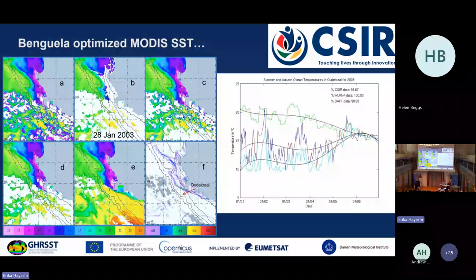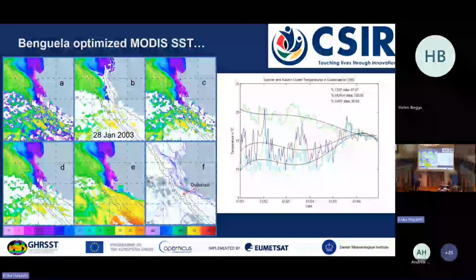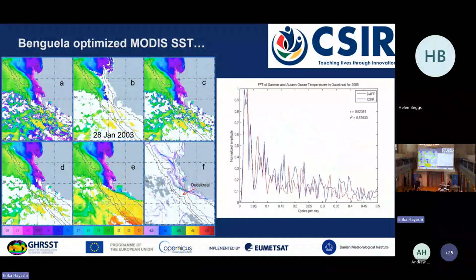So you can see that the bottom two graphs are well correlated. The difference between them is due to the depth difference at which the two temperatures are taken. The top one is a multi-scale ultra-resolution product, and that one has a strong warm bias, and it's actually not capturing that upwelling event scale at all.